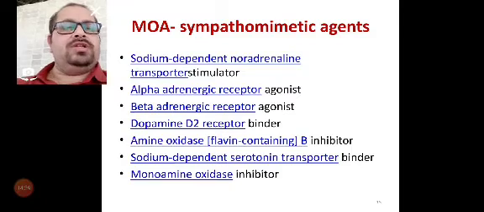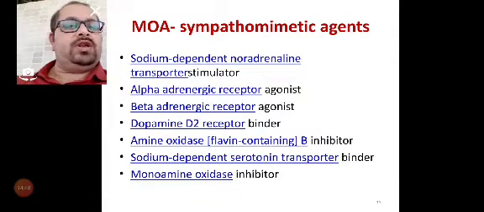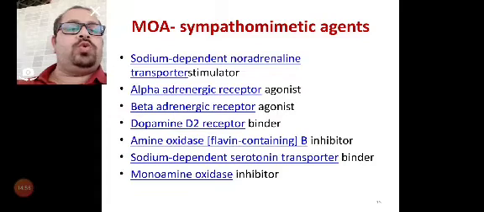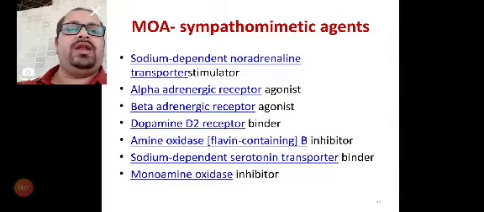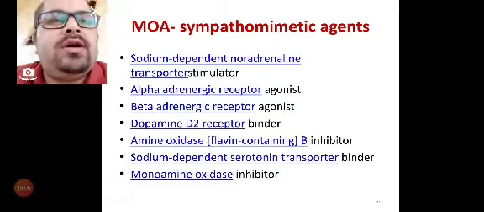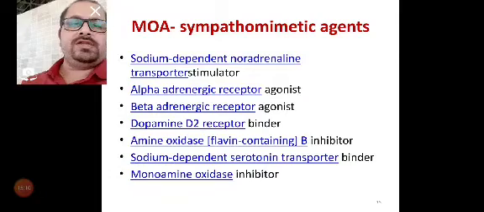The second way it acts is as an alpha adrenergic receptor agonist. In addition, it is also a beta adrenergic receptor agonist. It is a dopamine D2 receptor binder. It is an amine oxidase B inhibitor, flavin containing. It is a sodium dependent serotonin transporter binder, and lastly, it acts as a monoamine oxidase inhibitor, that is, MAO inhibitor. In these five or six ways, these sympathomimetic agents act as analeptics or CNS stimulants.